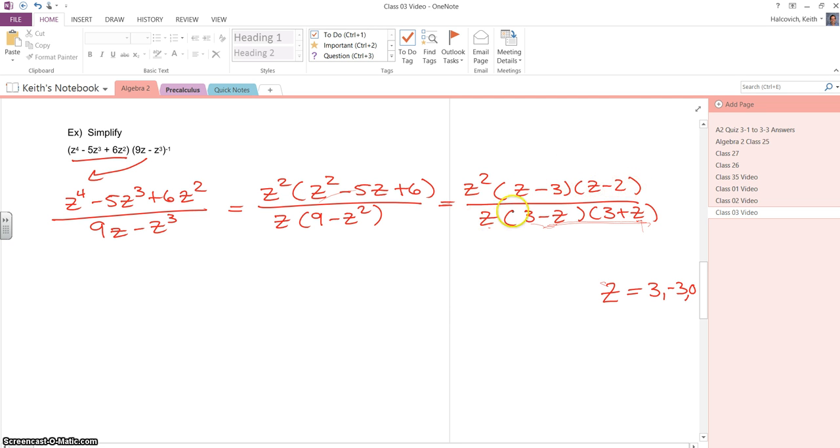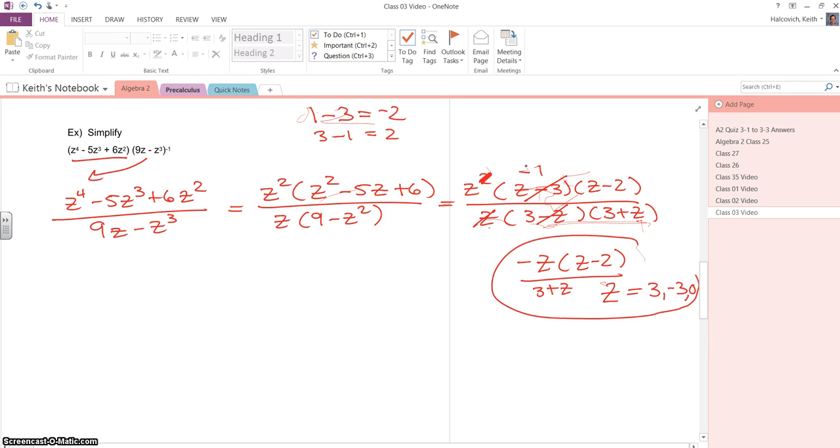Cancel out what they have in common. Well, they don't have something exactly in common, but remember, if it's 1 minus 3, it's negative 2, and 3 minus 1 is positive 2. So if it's a subtraction problem but in a different order, you can cancel them, but they're the opposite, so you have to leave a negative 1 on one of the factors. And then here you can cancel the z and just make that a 1. So you have negative z times z minus 2 on the top, and then 3 plus z on the bottom, or z plus 3. And those are your restrictions.